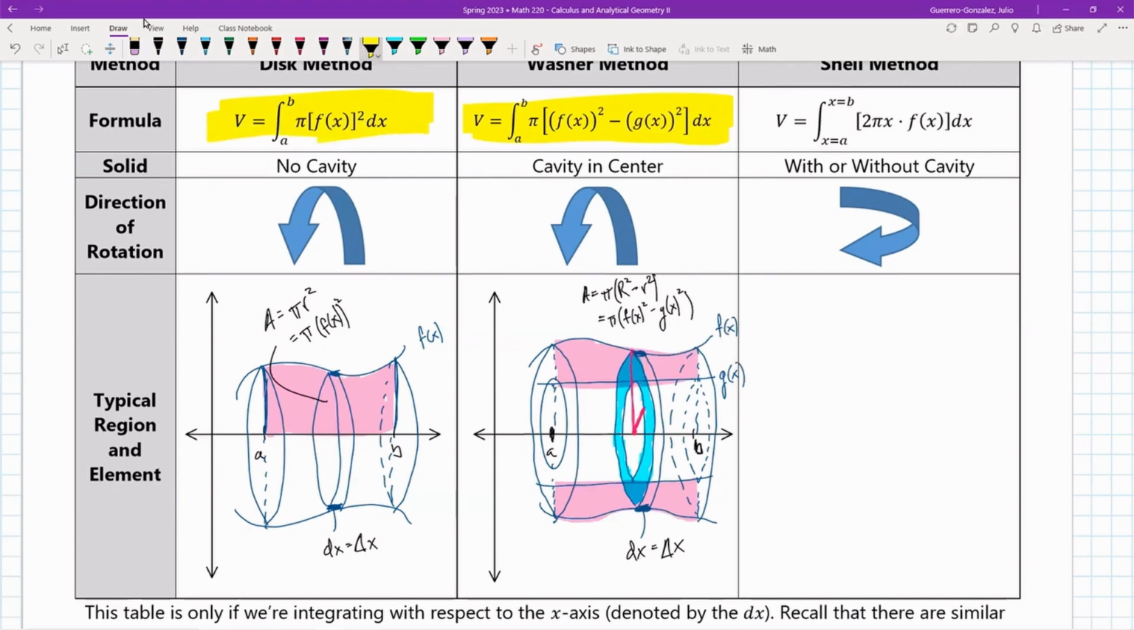So now, shell method. This one's the one that feels a little complicated, and for good reason, it is. So let me go ahead and draw again. I'm going to insert same idea.